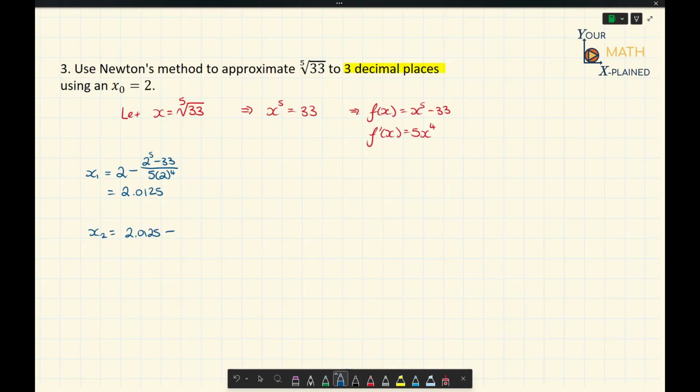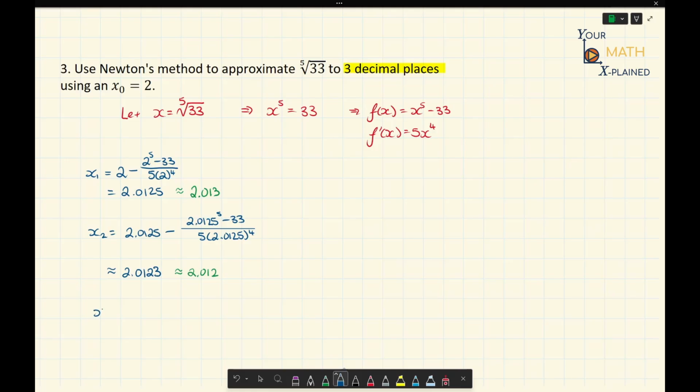Now our x2 is going to be equal to 2.0125 minus 2.0125 to the power of 5 minus 33 over 5 times 2.0125 to the power of 4. And this is roughly equal to 2.0123. So if we look at our x1 and we round it to the third decimal place, this is 2.013. And then our x2 rounded to the third decimal place would be 2.012. So right now they're still different, which means we need to go ahead and do one more.